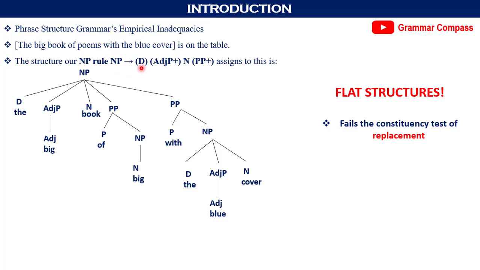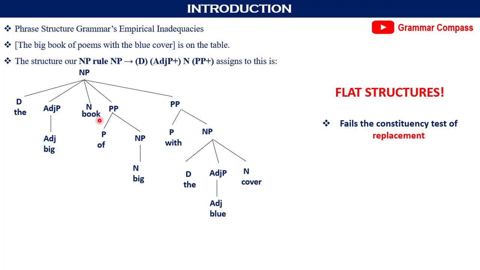A noun phrase that has a determiner, and of course, the determiner is optional in a noun phrase. So here, our determiner is the. We have a noun phrase that also consists of an adjective phrase, which can be one or more. In our case, we have big as the only adjective phrase. Now the noun phrase consists of a head, that is N. In our case, it is book. We also have our prepositional phrases, which are also attached to the noun head. We have of poems and with the blue cover. That means we have two prepositional phrases attached to the noun head.